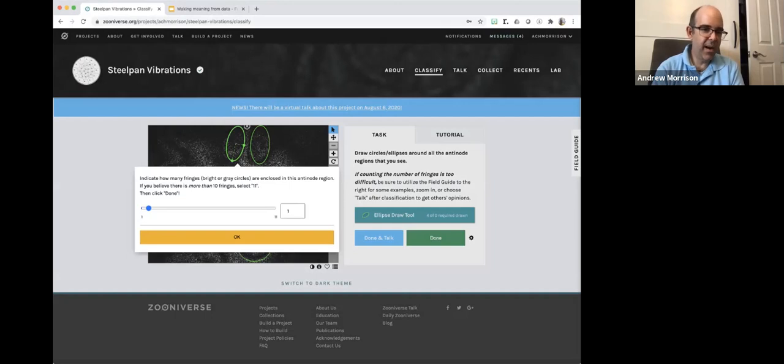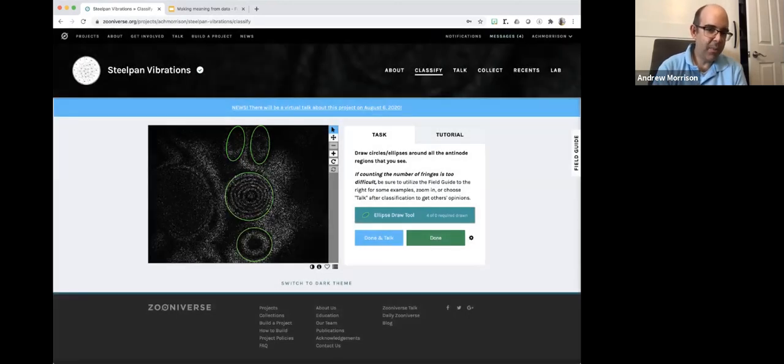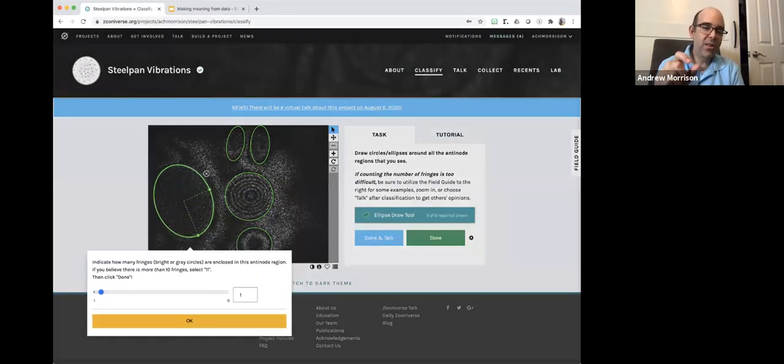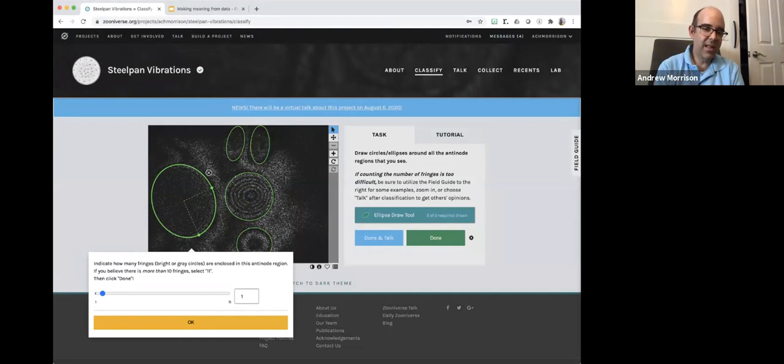And then this is where the actual strike happened. And here, all the fringes are mostly run together. I know, because I've done this many, many times, that 10 fringes is the maximum you can distinguish individual fringes on. So I'm going to mark this as 11, which really just means we don't actually know what the amplitude is, but it's more than 10. And so then I'm done.